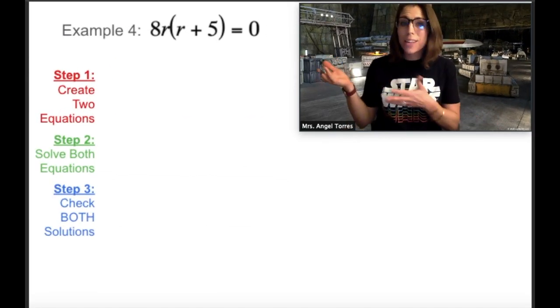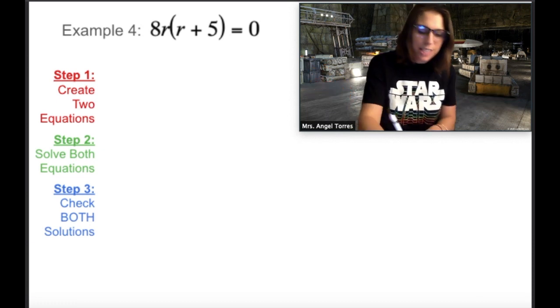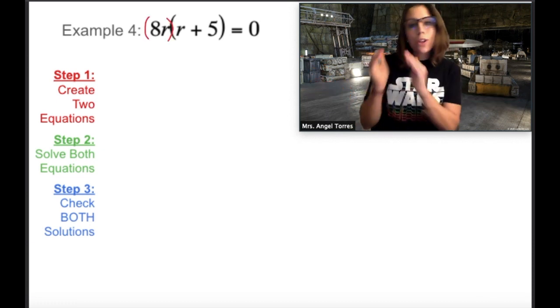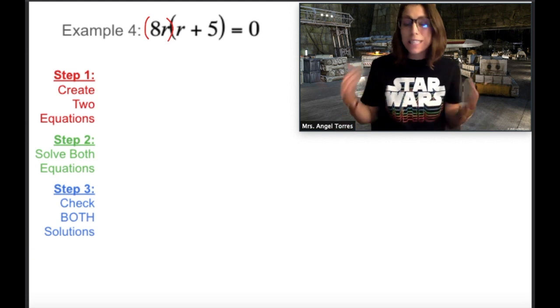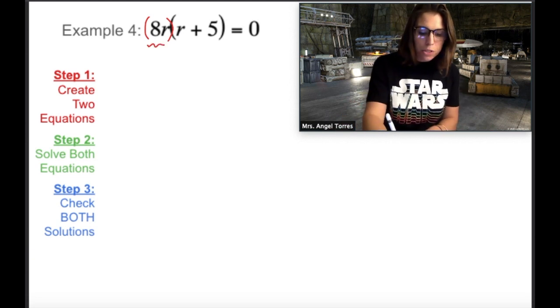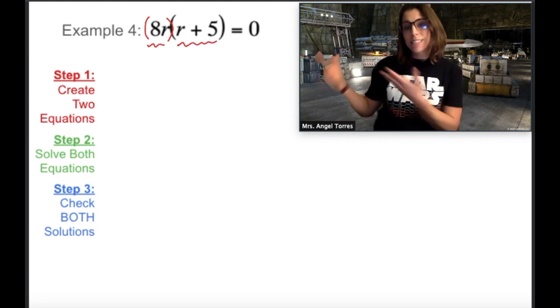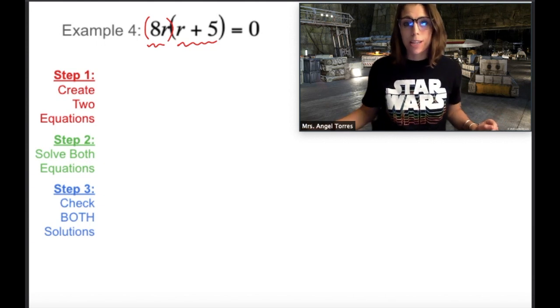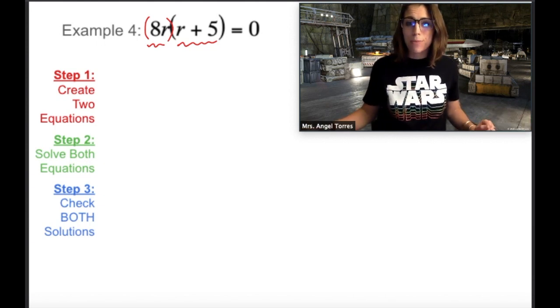Final example. Now, this doesn't look like intercept form, but actually it is. That first part, 8r, could also be its own little group, and you can still figure out the two values of r that make this equal to 0 using the zero product property. So why don't you try this one on your own now?